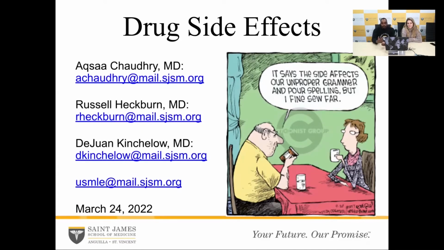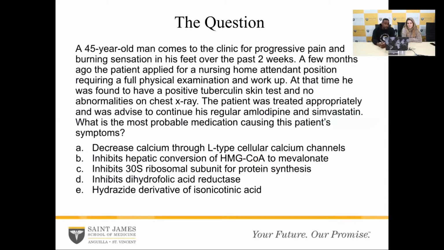All right, so a 45-year-old man comes to the clinic for progressive pain and burning sensation over his feet for the last 2 weeks. A few months ago, the patient applied for a nursing home attendant position requiring the full physical exam and workup. At the time, he was found to have a positive tuberculin skin test and no abnormalities on chest x-ray. The patient was treated appropriately and was advised to continue his regular amlodipine and simvastatin. So what is the most probable medication causing this patient's symptoms today?